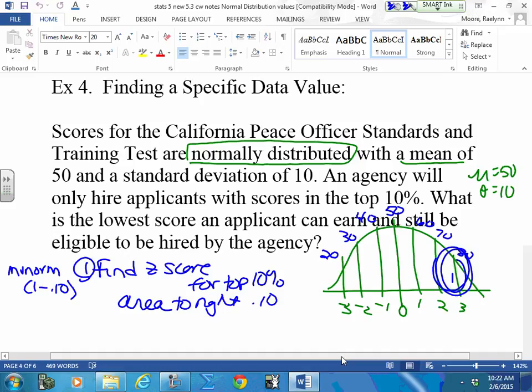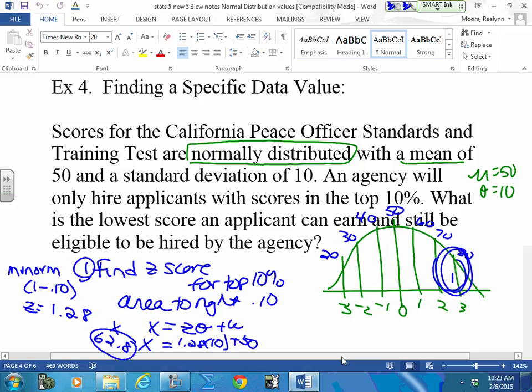So put this in your calculator. Still put in your 0 and your 1 for now, because I want the z-score. So what is your z-score? 1.28. Good. Now we're going to use your formula. X is equal to the z-score times the standard deviation plus the mean. 1.28 times 10 plus the mean. This is going to tell me what's the cutoff score. So my cutoff score is 62.8.